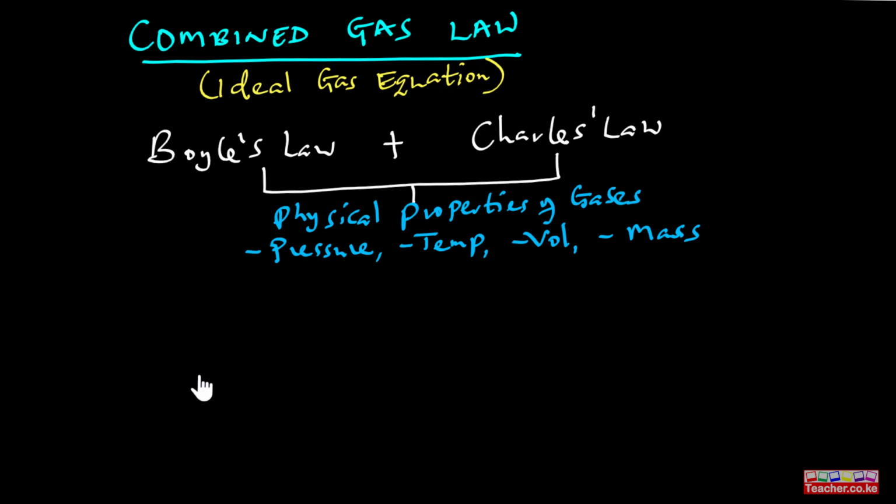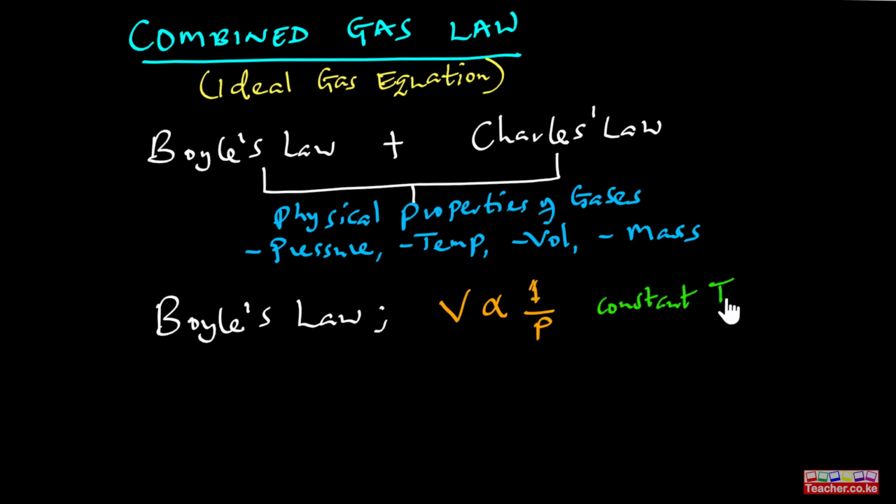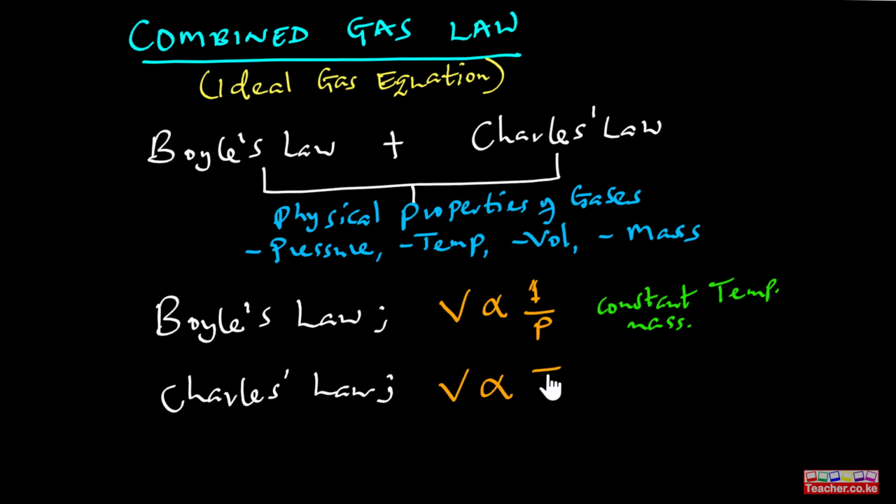To start deriving, let's state the two laws. Let's start with Boyle's law. Boyle's law states that for a fixed mass of a gas, the volume is inversely proportional to its pressure as long as the temperature is kept constant. So V is inversely proportional to P. Whereas Charles' law states that volume is directly proportional to temperature as long as the pressure is kept constant. So V is directly proportional to T.